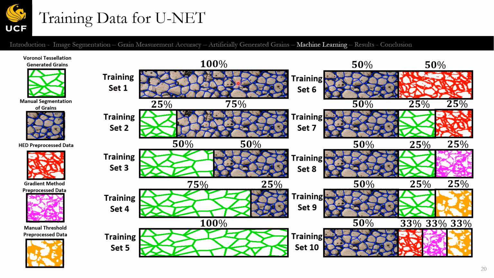Training set 1, 100% of it is manual segmentations. So on the left-hand side shown here, we have the key for the data used. We have Voronoi Tessellation generated grains, so that's the artificial grain generation method. In blue, and with the grain image as the background, we can see manual segmentation.